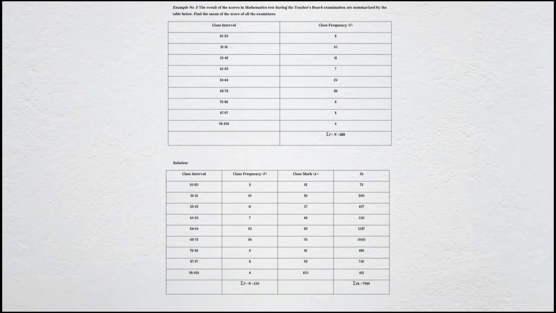Mean is equal to the sum of f times x all over n. So we have 7,989 over 130 is equal to 61.45. So for the mean of the score of all the examinees, we have 61.45.